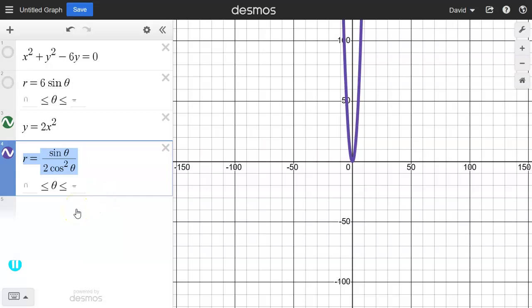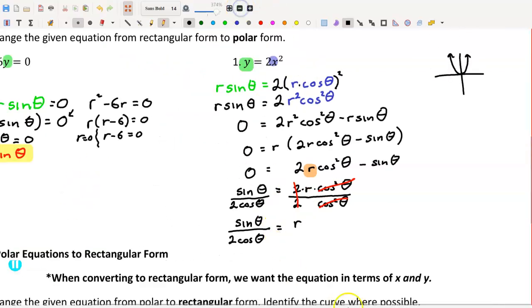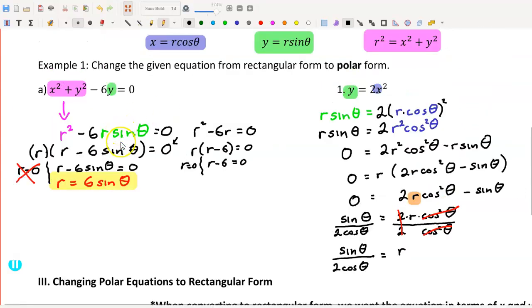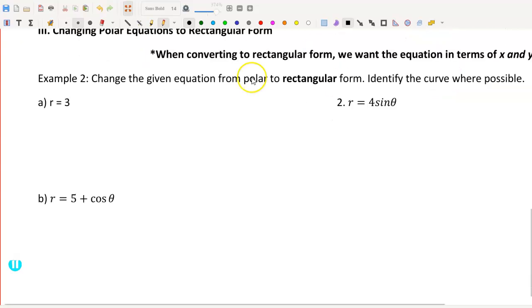All right, so back to where we were. So this is converting the rectangular to polar, right? Definitely mostly algebra, a little bit of substitution. So next, let's look at the reverse. So kind of do this in reverse. Start off with the polar and try to get an answer with only x's and y's. So slightly different algebra.